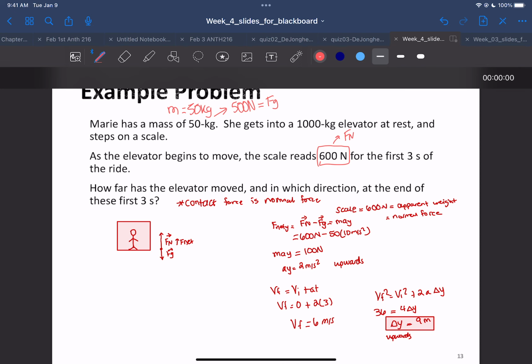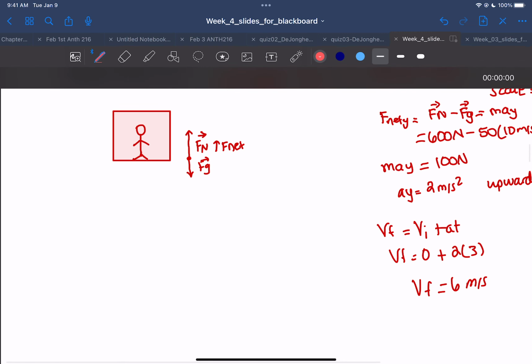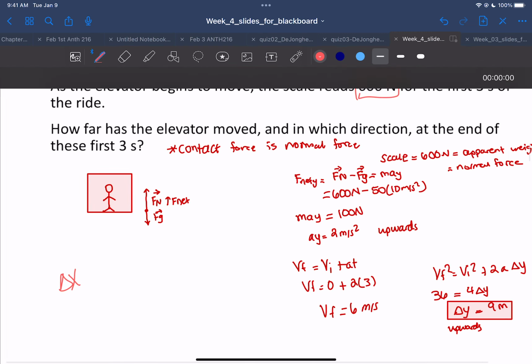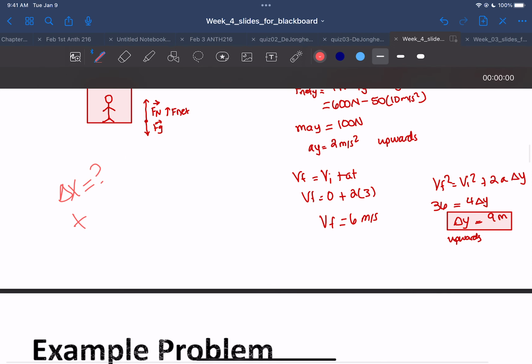Remember when we're talking about stuff like distance, displacement, velocity, all of that stuff, right? We might need some of those types of values. So we don't know what delta x is. That's what we're trying to figure out. That's how far the elevator is moved after 3 seconds. Well, t is 3 seconds, right? So there's our t, right?